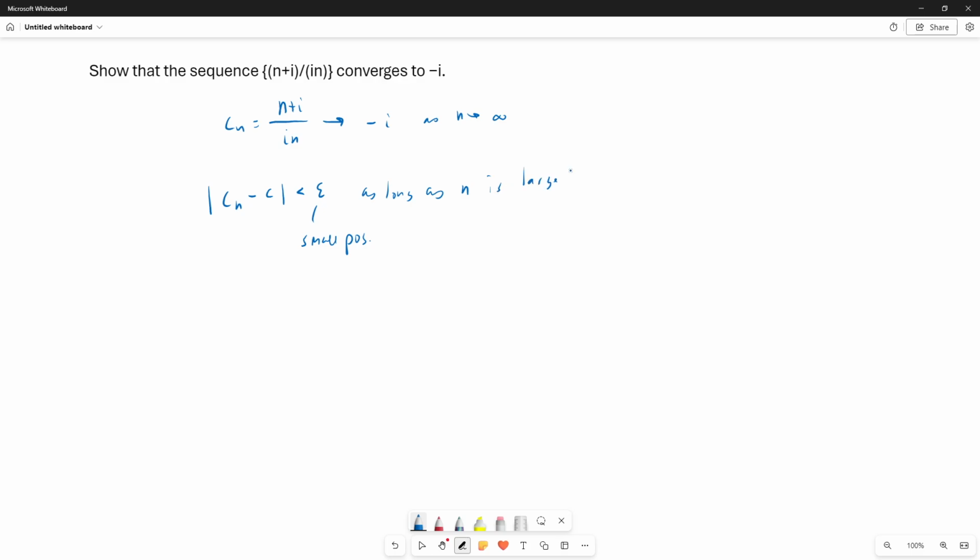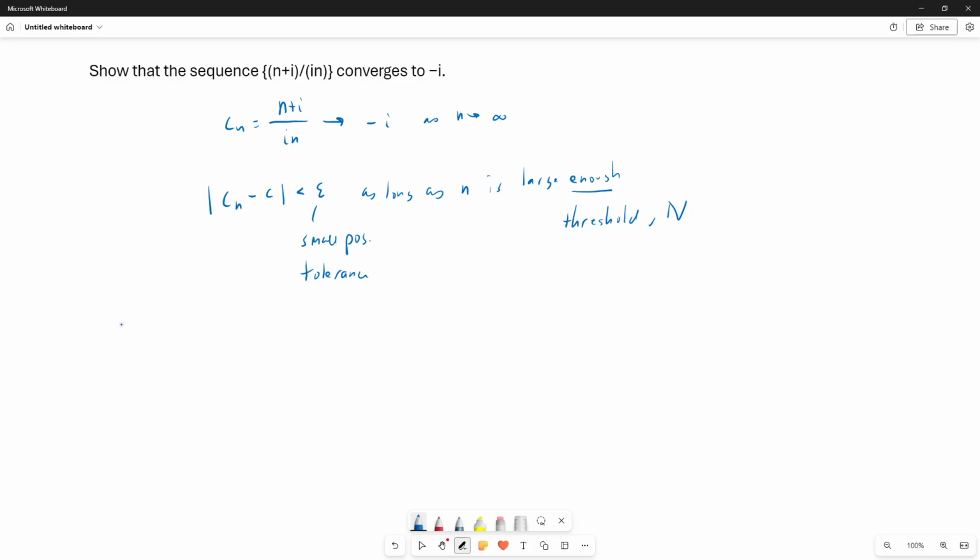So if the index is sufficiently large, then the difference between the sequence and the proposed limit should be small. We have a tolerance that we will accept for the difference between our sequence and the limit, and we need n to be sufficiently large to make it so that we're within the tolerance. So we'll say that n has to cross a threshold, and that threshold we usually label as capital N.